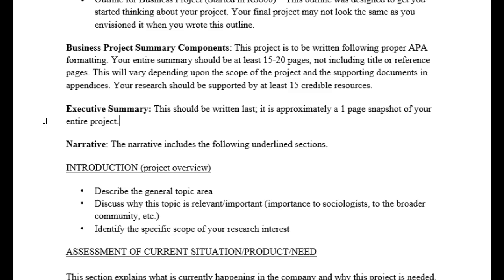It should just be a snapshot of your project. What are the highlights? If you were riding up an elevator with the CEO of your company and you had about 30 seconds to sell him or her on your idea, what would you say? That's basically what the executive summary is. It should be a page of the bare bones information that an executive needs in order to make a decision about your project.